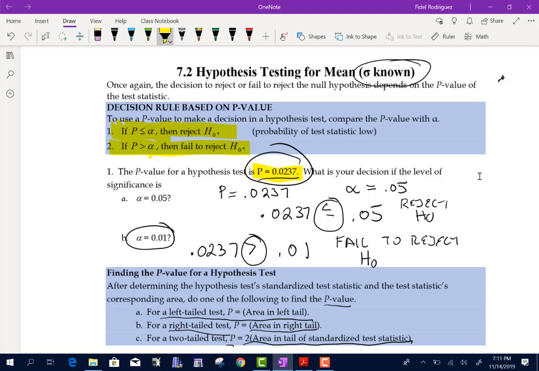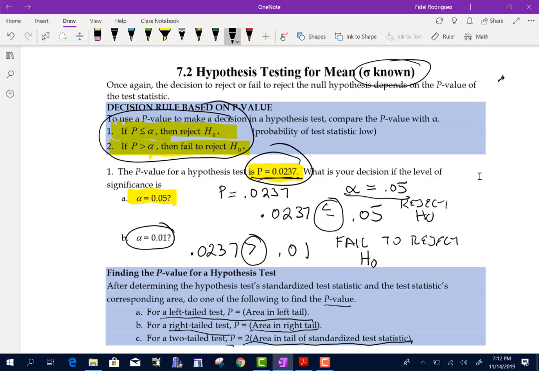Remember, I was telling you, think about it in terms of money. A little bit more than 2 cents. What is our alpha in this case? In terms of money, 5 cents. So all I'm doing is a comparison. When P is smaller than or equal to alpha, I'm going to reject it. If P is bigger than alpha, then we're going to fail to reject it. Here's our P number, 2 cents. Our alpha is 5 cents. Is 2 cents smaller than or equal to 5 cents? Smaller than or equal to, right?